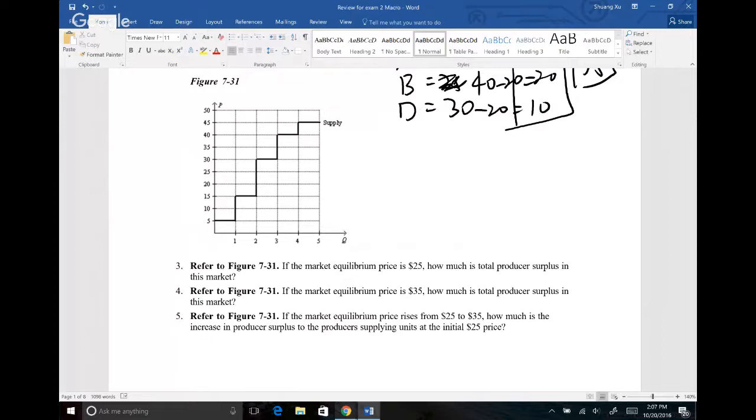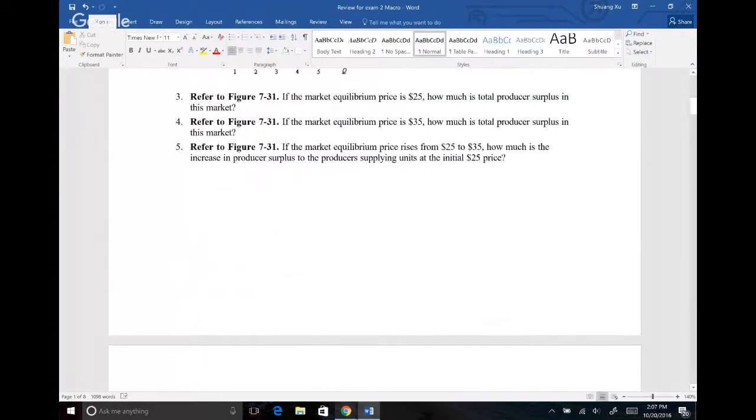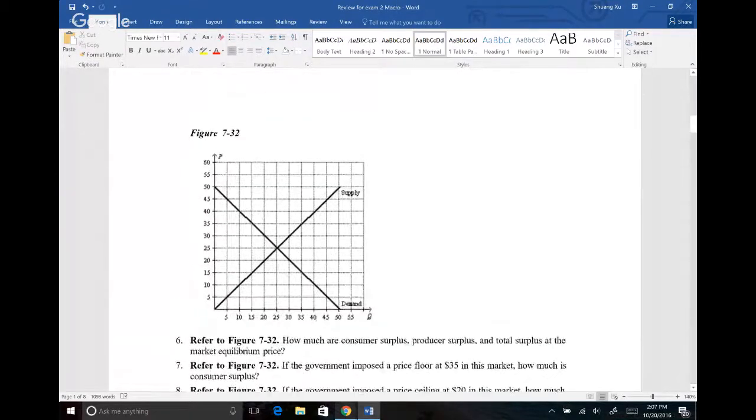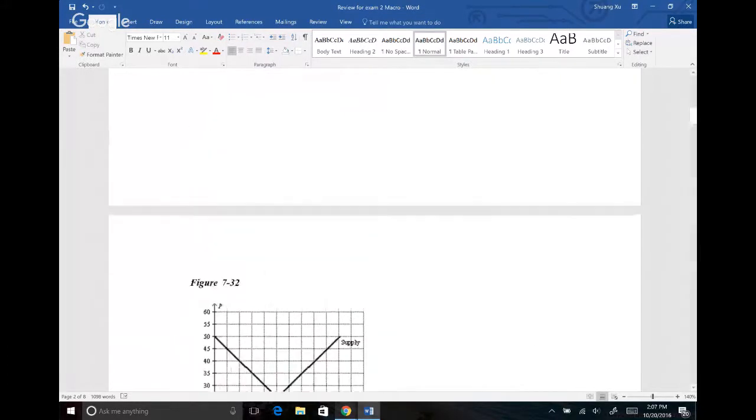Rose, let me see your question. They don't give us the price of the good. Rose, if the question shows you the graph, the price will be at the equilibrium. So that's the price you're going to use. Okay. All right. So let's look at this question here.